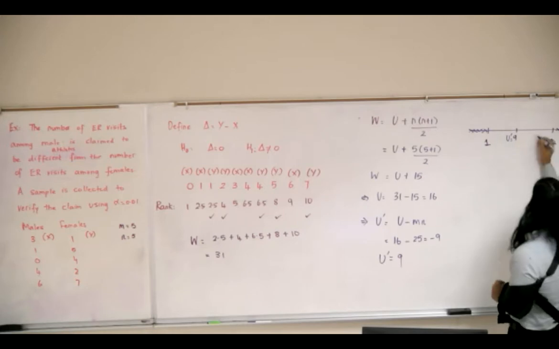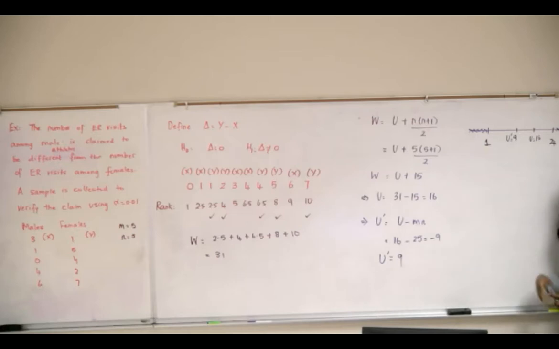That's U prime. U is 16. So they lie within those two limits. So we should not be rejecting the null.